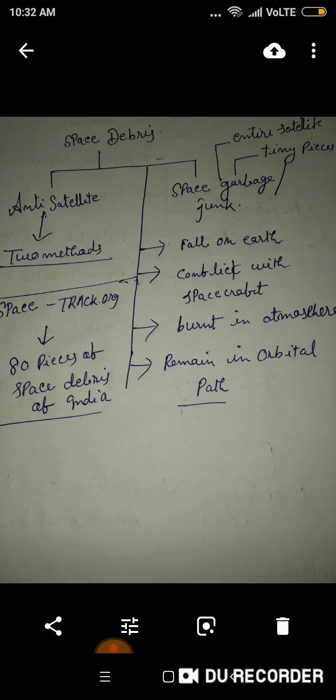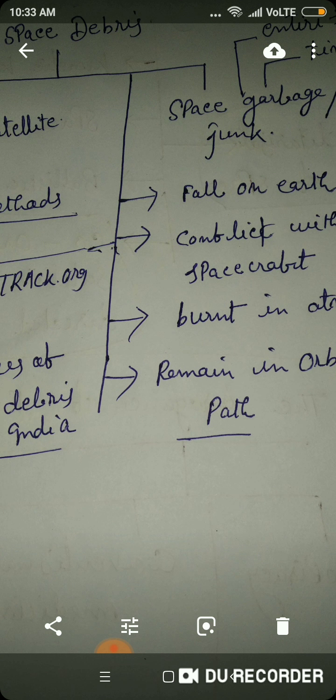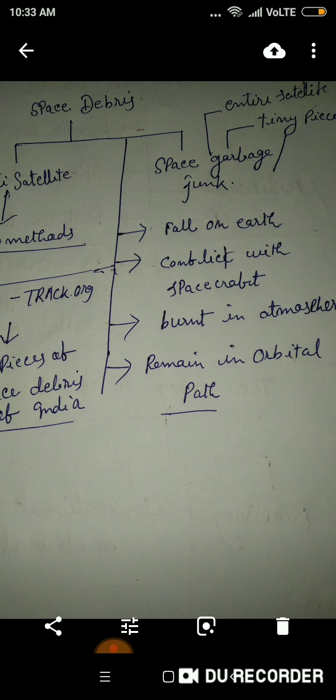It might be included in environmental ecology as well as science and technology. This has sufficient relevance in the context of the UPSC exam because these topics bear much more importance in the current scenario, and it comes into relevance in the recent context of India's anti-satellite test.